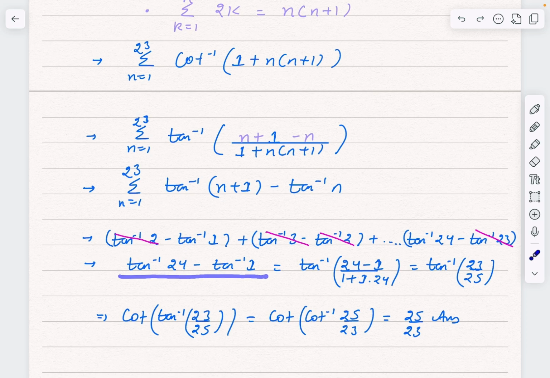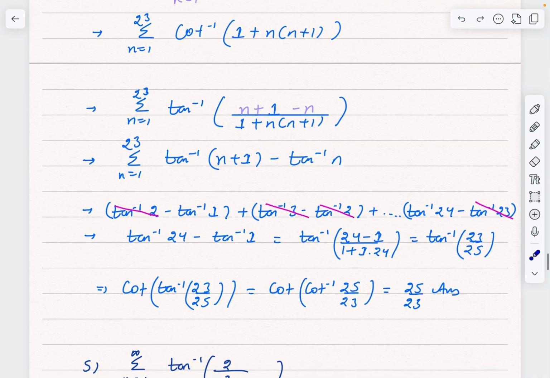Now again use the formula of tan inverse x minus tan inverse y. You get tan inverse of (24 minus 1) by (1 plus 1 into 24). You get tan inverse 23 by 25. In the question, there is a cot outside also, so you get cot of tan inverse of 23 by 25. Tan inverse you can convert into cot inverse 25 by 23. We discussed already. And cot of cot inverse 25 by 23 will just be 25 by 23. So the final answer here is just 25 by 23.